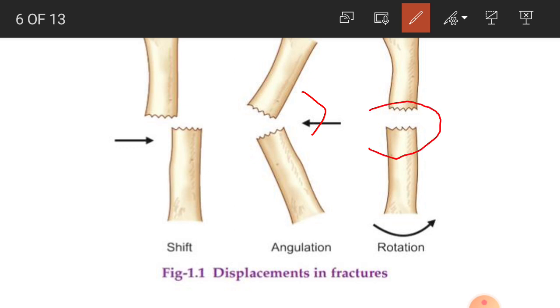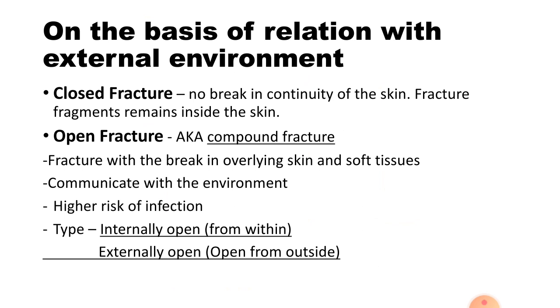So one fragment or both the fragments will rotate, like one fragment will rotate in relation to the other, or both the fragments will rotate in opposite directions, right? Now on the basis of relationship with external environment, first is closed fracture.